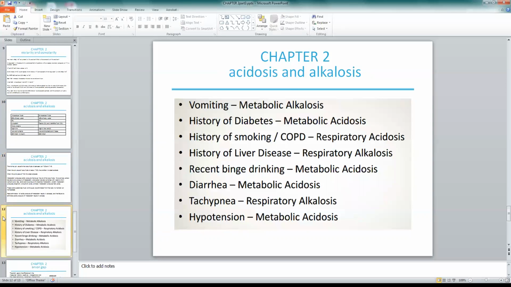And so I think it's important just to give context. Where would we see something like this? Well, we'd see metabolic alkalosis if someone's vomiting, or in the case of a history of diabetes, we might expect to see metabolic acidosis. If there's a history of smoking or COPD, that would be something where we would expect to see respiratory acidosis.